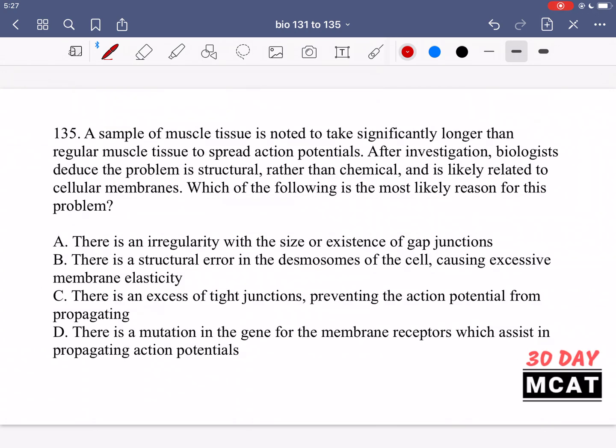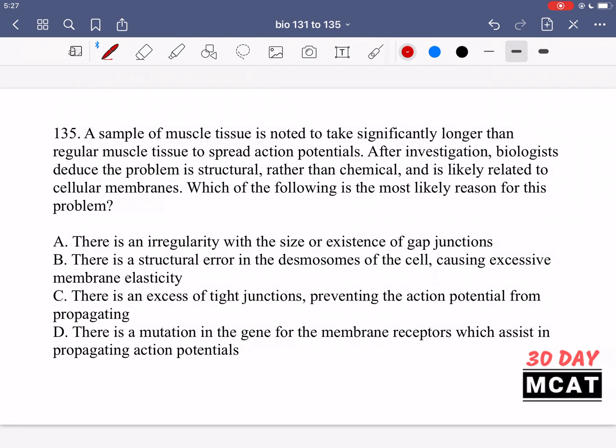In question 135, it says a sample of muscle tissue is noted to take significantly longer than regular muscle tissue to spread action potentials. After investigation, biologists deduced the problem is structural rather than chemical and is likely related to cellular membranes. Which of the following is the most likely reason for this problem?